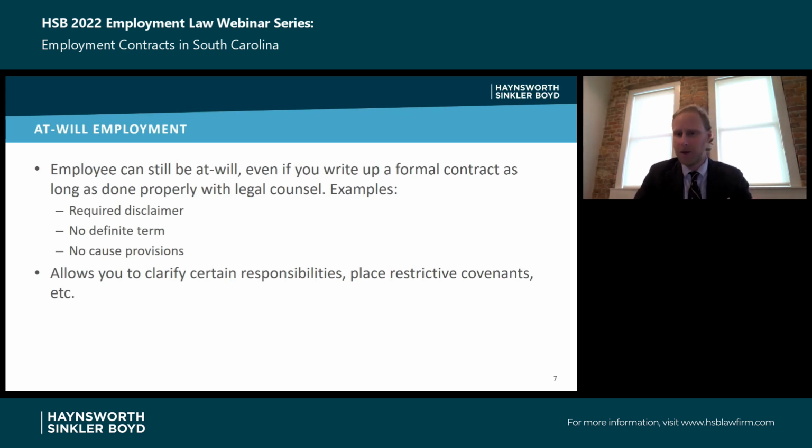And these cause, no cause provisions are very common and in some circumstances necessary, in some circumstances very useful for an organization, but they can lead to lots of litigation, of somebody saying, well, you really didn't have cause to terminate me. And I disagree with your determination that there was cause.